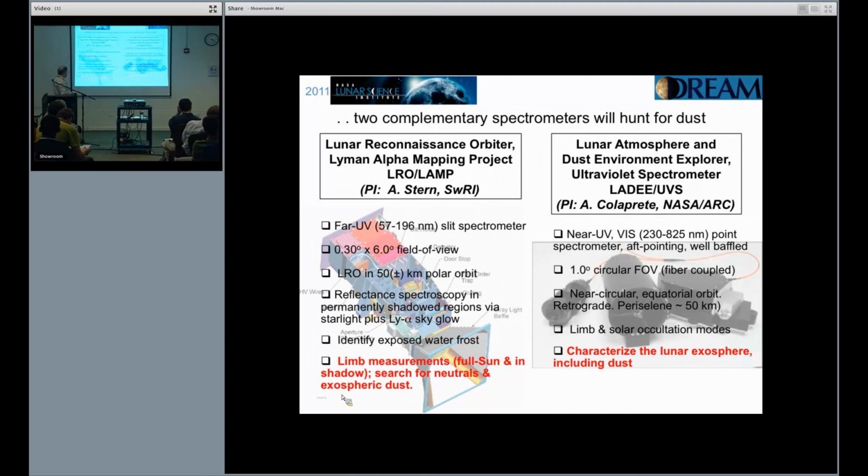Both of these will do limb measurements, both in full sun, meaning they're looking at side scattering of the grains, which is important, and also from within shadow, meaning they're looking at small scattering angles. The in-shadow case is a little bit problematic. It has to be orchestrated with LAMP, but it's being worked.